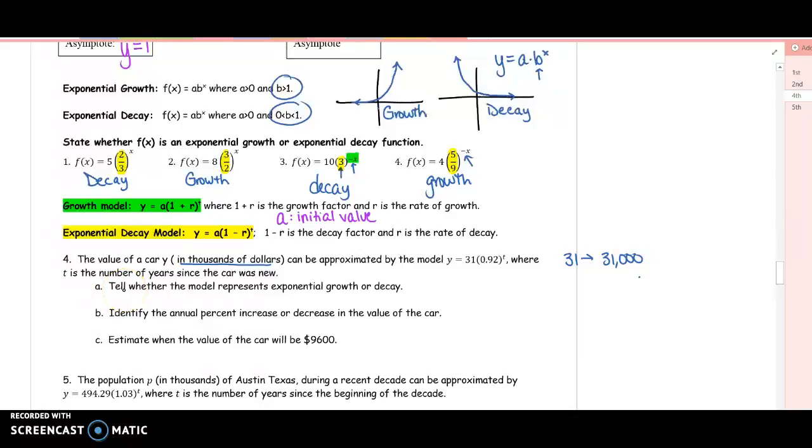First, tell whether the model represents exponential growth or exponential decay. Look at the number in the parentheses. Is it bigger than a whole or less than a whole? Less than a whole, and that indicates that it is exponential decay.